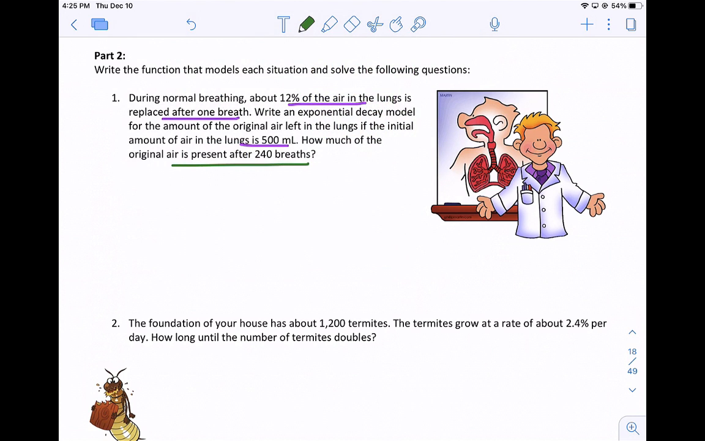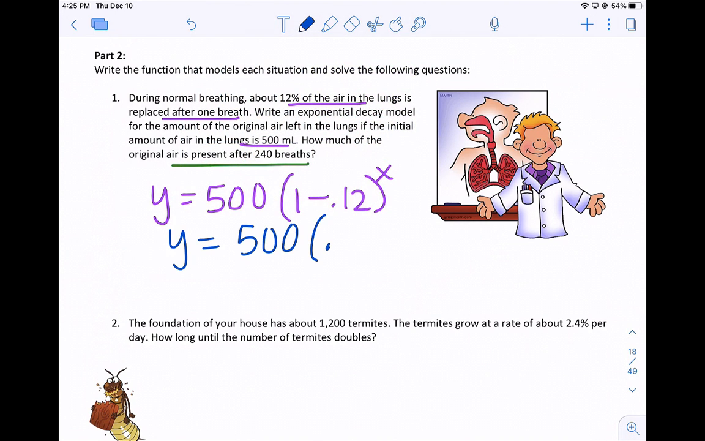All right, so we'll start with our starting value. We're starting with 500 milliliters of air. It's decreasing 12% every breath, and X would stand for the number of breaths. So this is 100% minus 12%. That's the same as 88%. So I'm just going to rewrite the function combining like terms. And what we're looking at here is we have 88% of the original amount of breath in our lungs after each breath. And so now we want to figure out after 240 breaths how much of the original air is left. So we're going to plug that in for X.